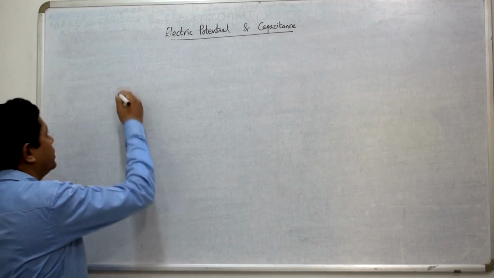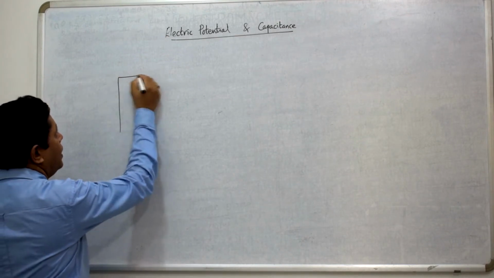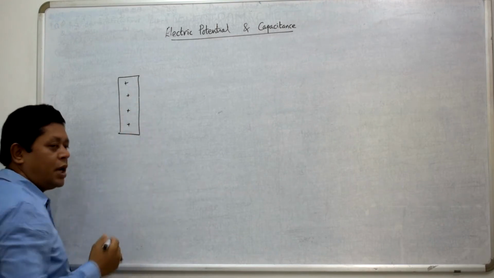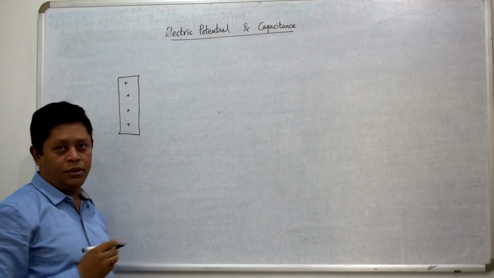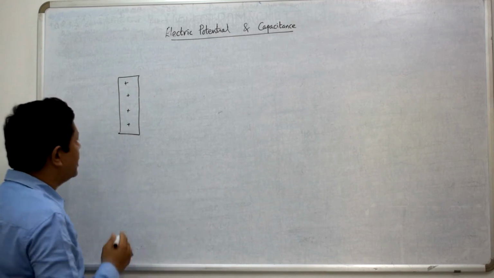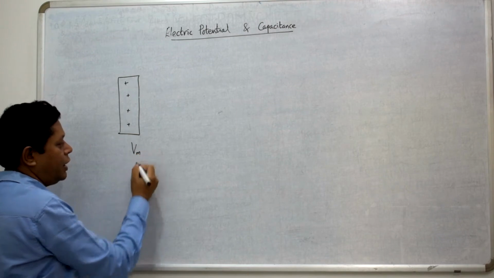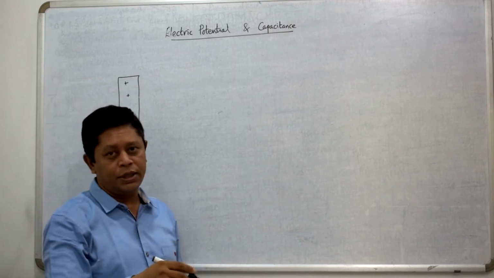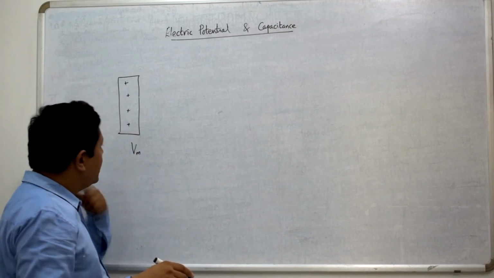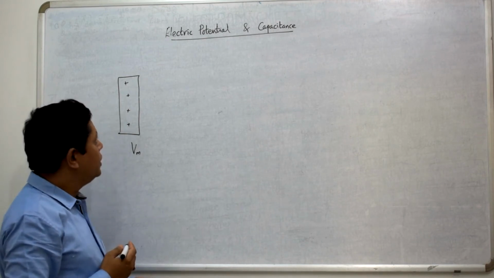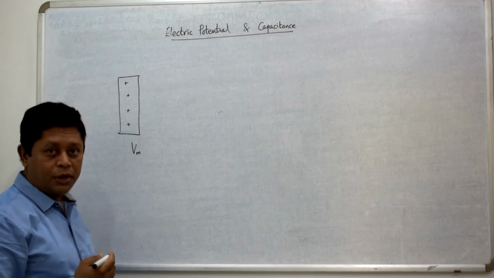Let us consider, suppose this is the conductor. If we give it a certain charge, such that its electric potential becomes maximum, that is equal to, we can say, the ionizing potential of air. Let this be the maximum potential that is created. If we give any more charge, then that will radiate through air. Now, how can we increase the charge of this conductor?